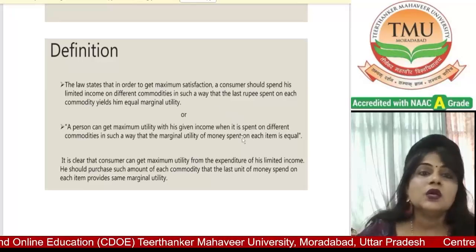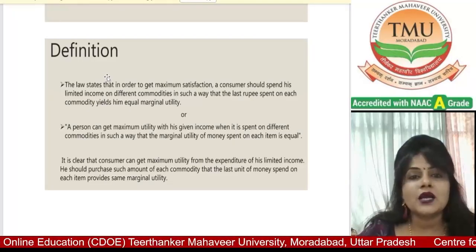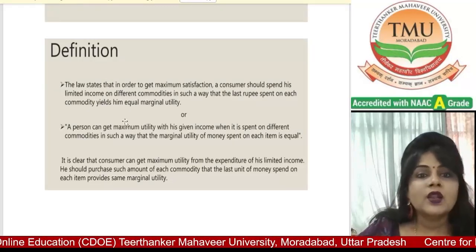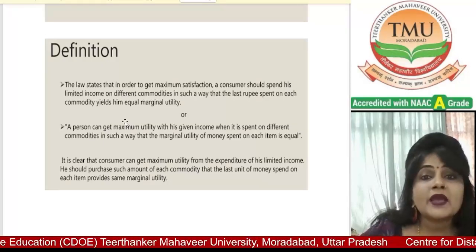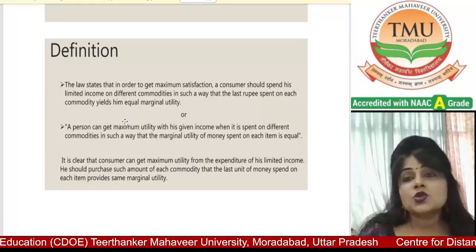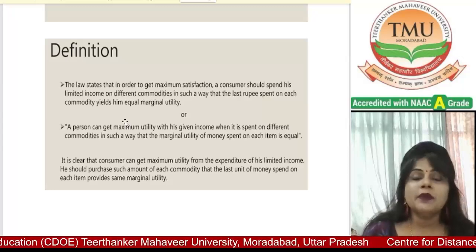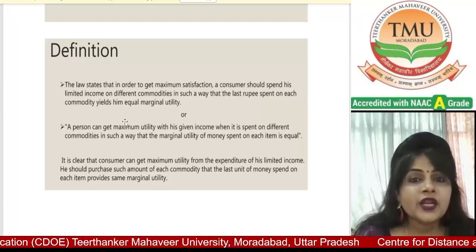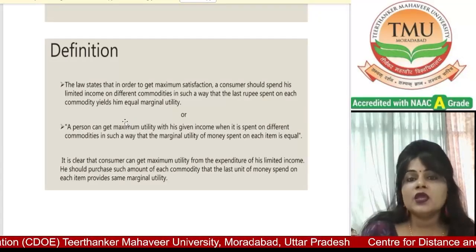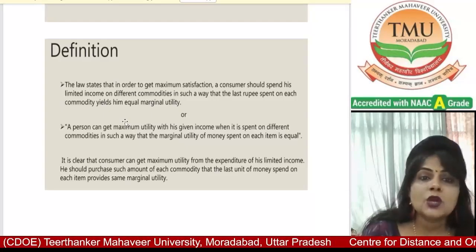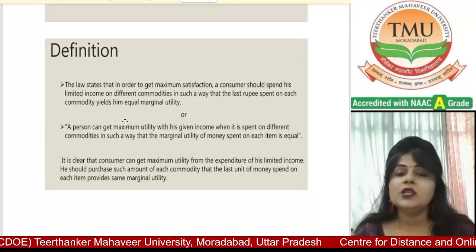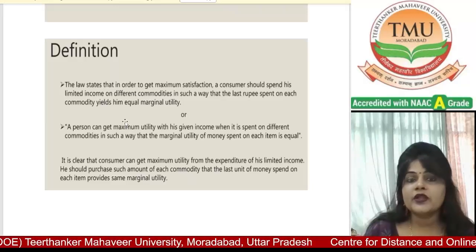Now we discuss the definition of the law of equal marginal utility. The law states that in order to get maximum satisfaction, a consumer should spend his limited income on different commodities in such a way that the last rupee spent on each commodity yields him equal marginal utility. Hope you have understood.